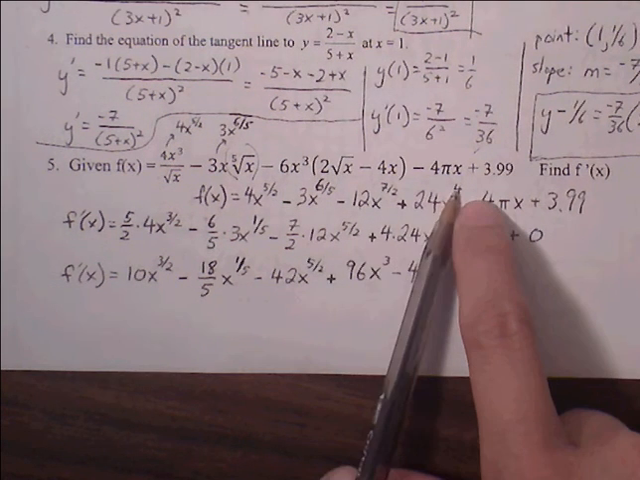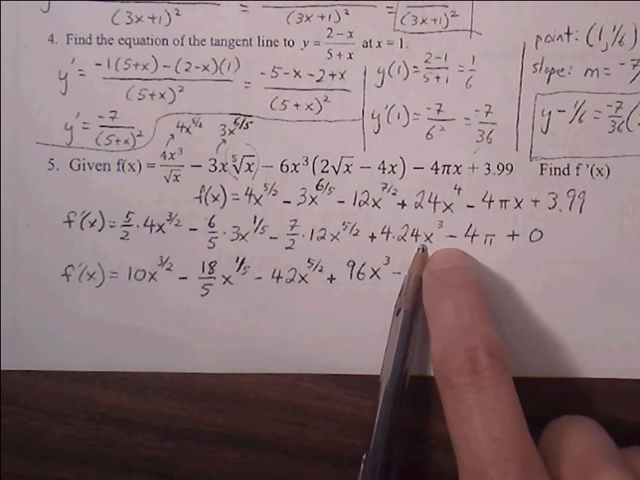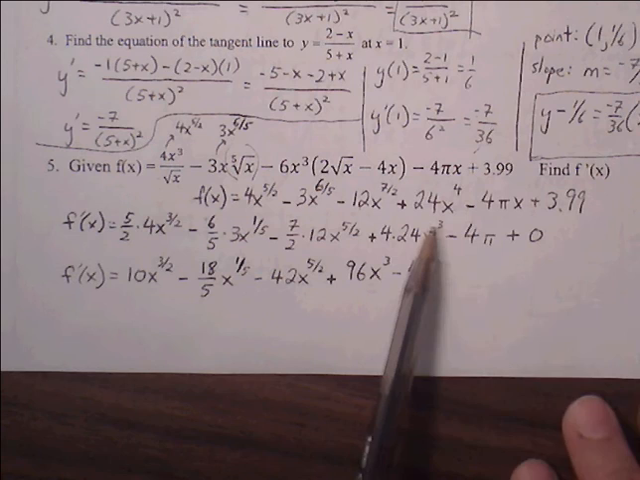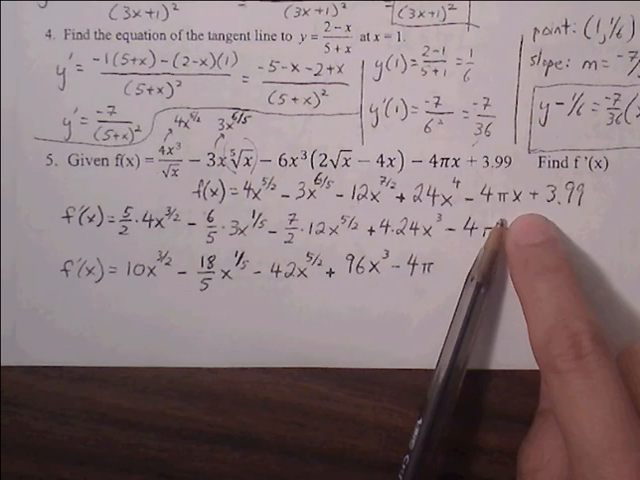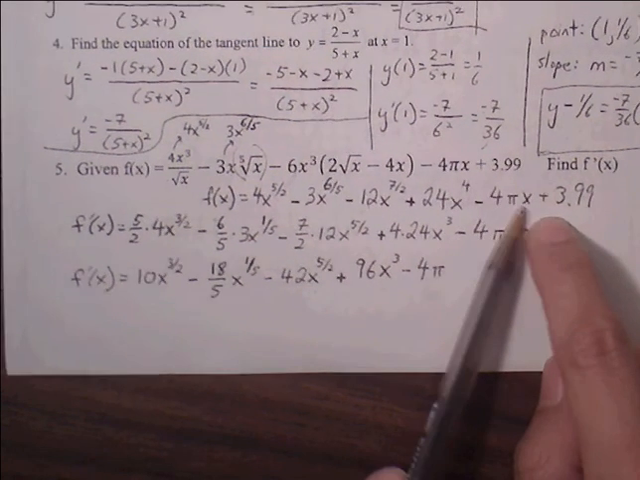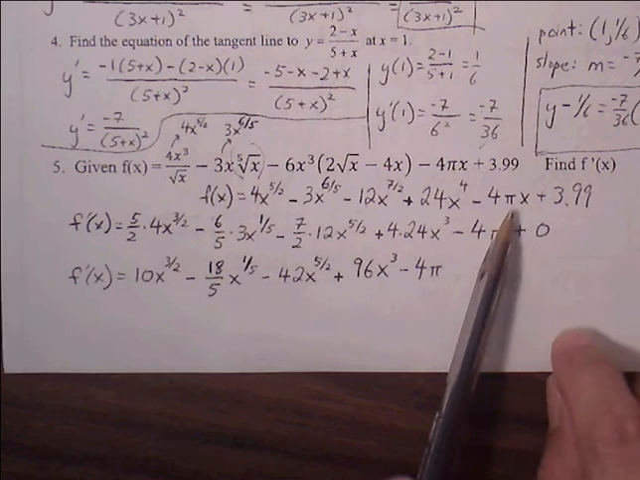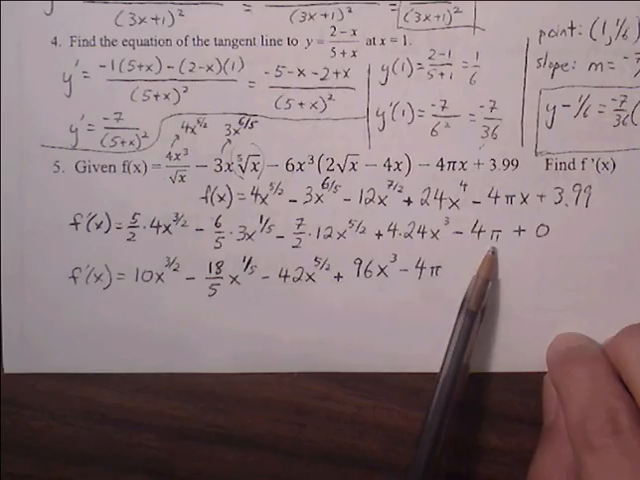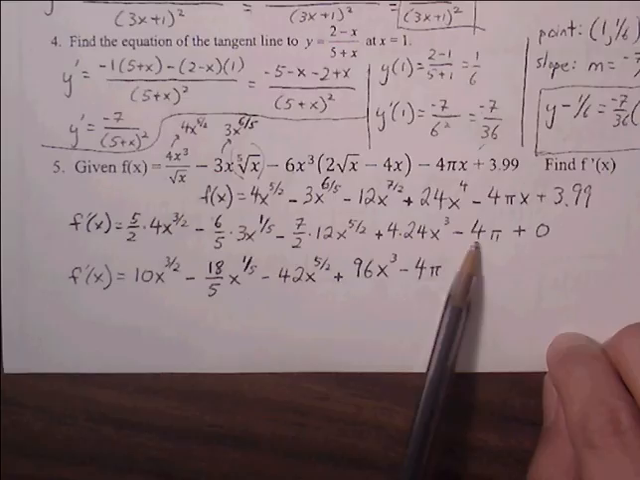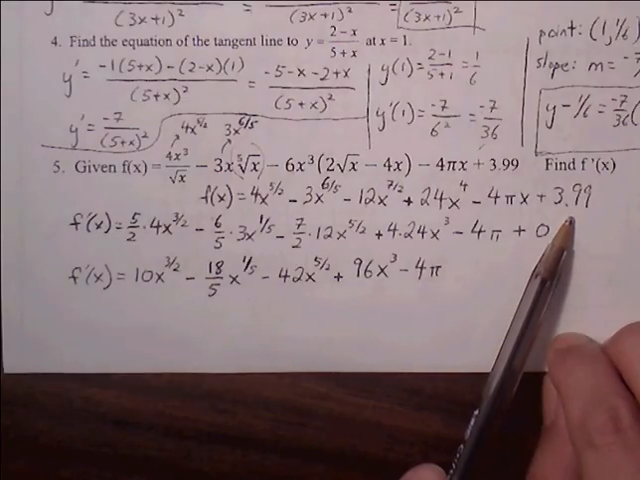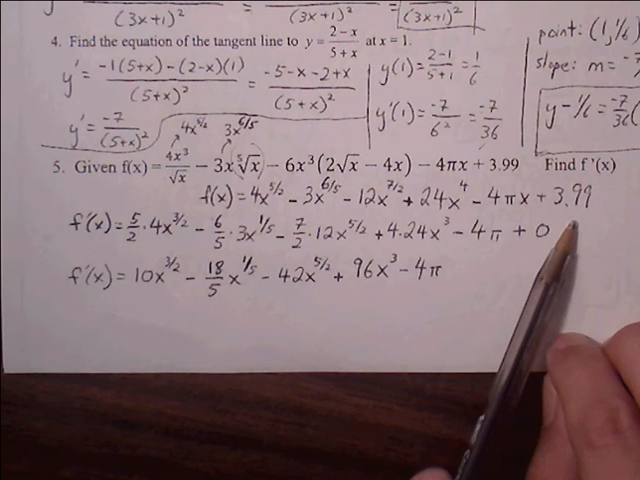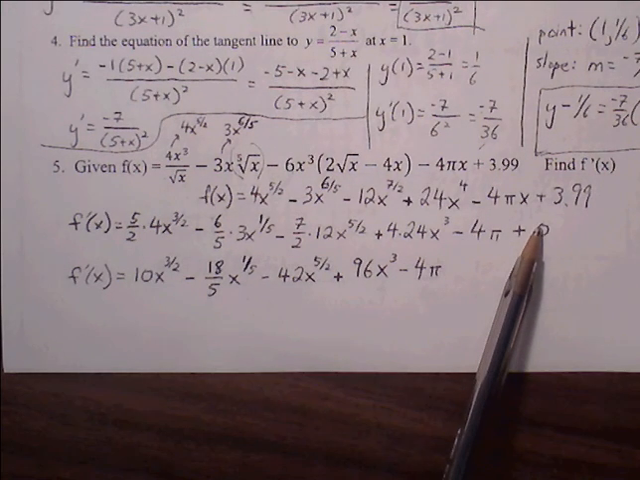24x to the 4th. So 4 times 24, x cubed. X cubed is coming from the fact that we have to subtract 1 from 4. So 4 minus 1 is 3. And then 4 pi is the coefficient for the x. So the derivative of a linear term will just be the coefficient. So 4 pi x becomes simply 4 pi. Remember, pi is not a variable, it's just a number. And then 3.99 is a constant. The derivative of a constant is 0. So make sure we don't forget to also apply the derivative for the constant.